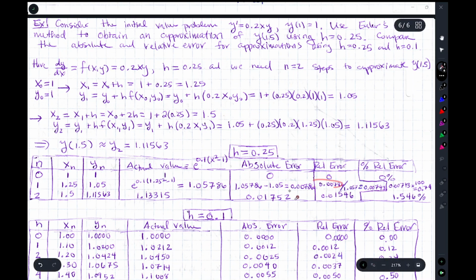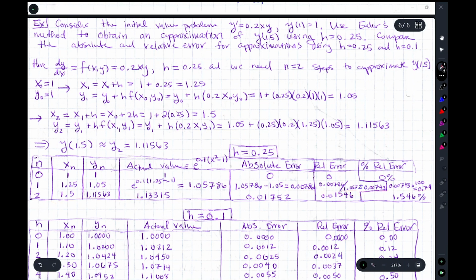Now, relative error is you take the absolute error and you divide it by the actual value. If you do that, you get this right here. And then for the percent relative error, you multiply by 100, and you get 0.74%. So I write out explicitly how to get each of these values just for this row. The rest we could just state.